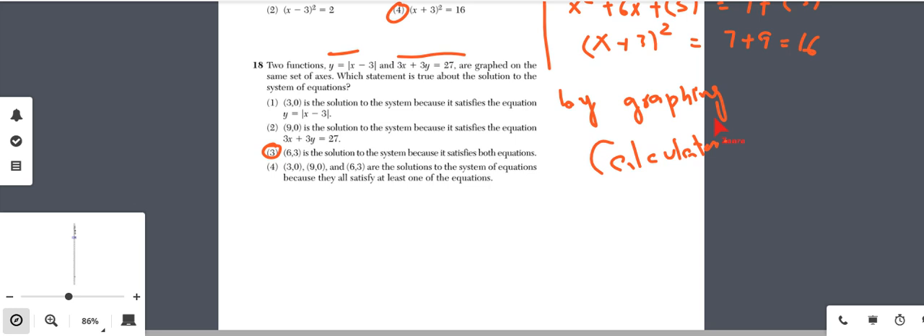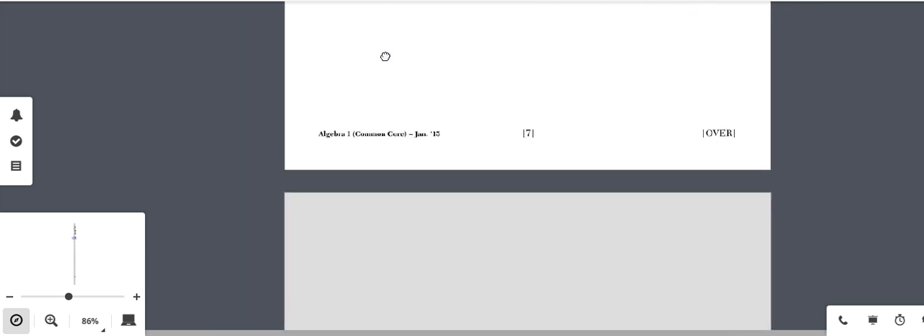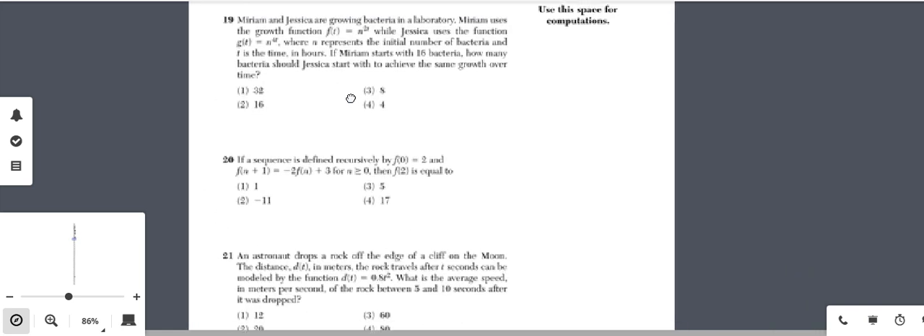Okay, it will satisfy both equations. Look at the next one.